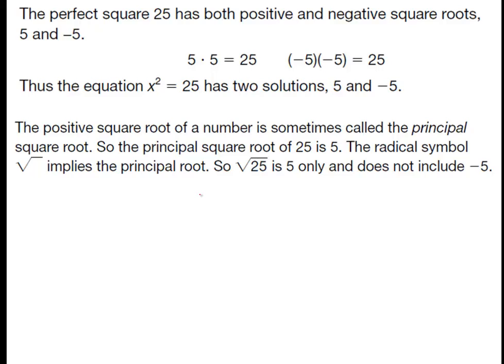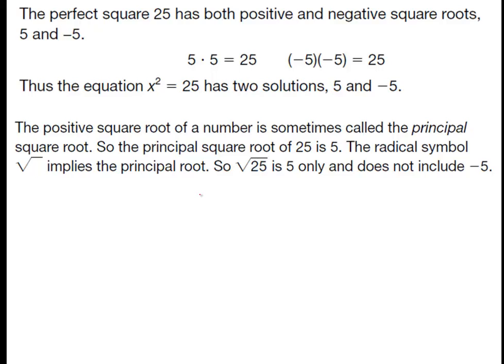Okay, so moving on now. Let's talk about a perfect square of 25. 25 itself has a perfect square of 5 times 5, which equals 25, and also negative 5 times negative 5, which equals 25. So the equation x squared equals 25 has two solutions. It has 5 and negative 5.